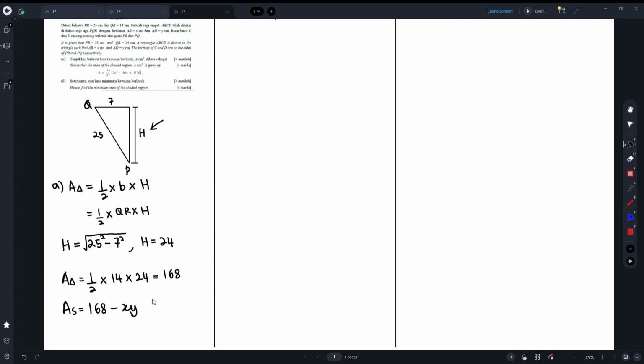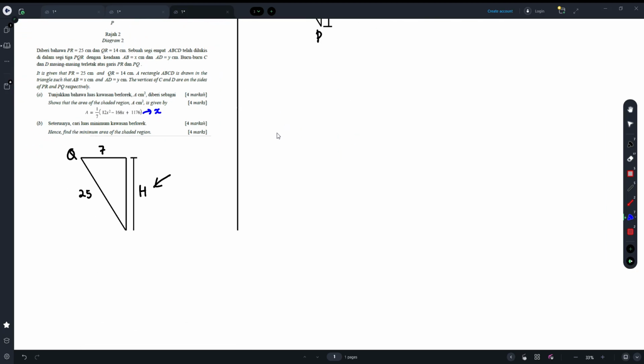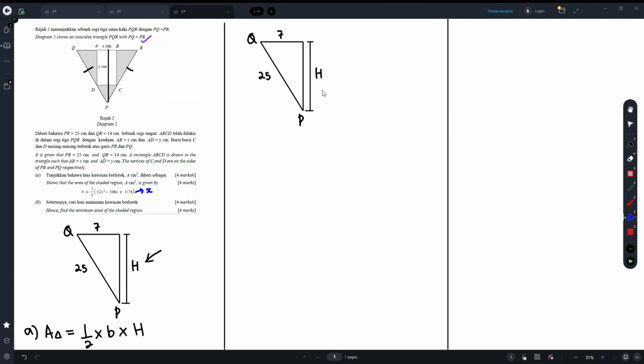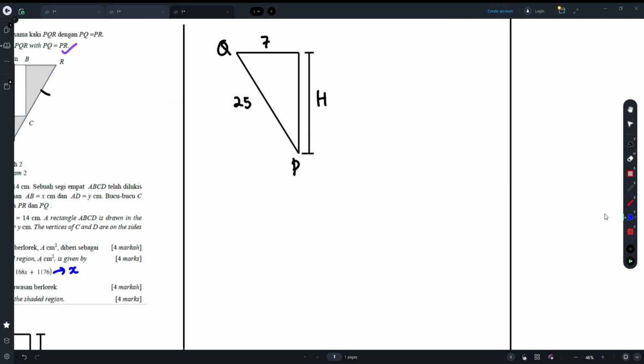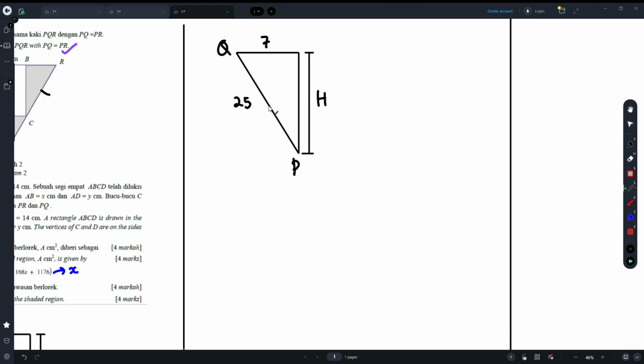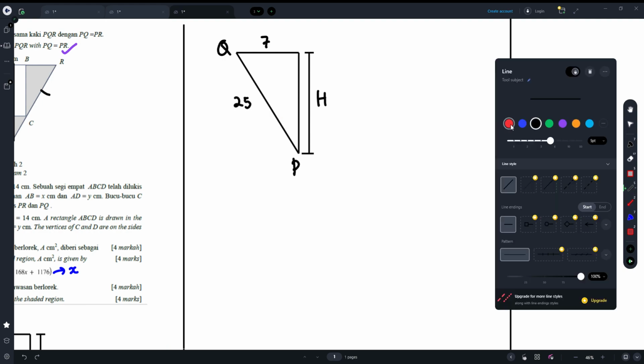The problem here is that in our equation we have x and y, but the equation given in the question only consists of one variable, which is x only. Our equation has both x and y. So what we need to do is eliminate the y somehow from our equation. How to eliminate the y? Let me show you. You have to use something known as proportionality law in order to eliminate the y. Let me show you in detail how to make this easier for you.